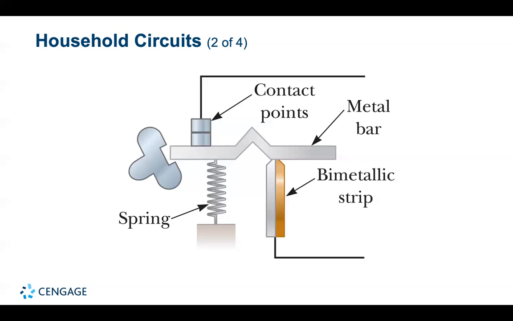Circuit breakers based on this design have the disadvantage that some time is required for the heating of the strip, so the circuit may not be opened rapidly enough when it's overloaded. For this reason, many circuit breakers are now designed to use electromagnetics, which will be discussed in the next topic, the next lecture.